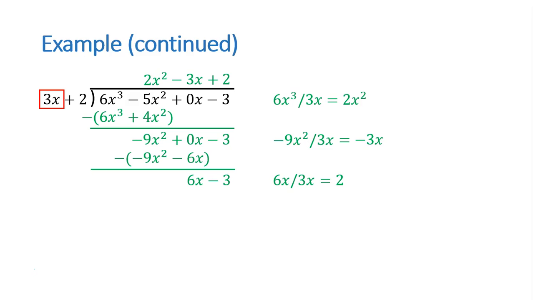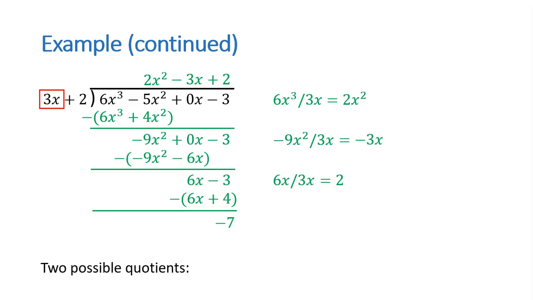Final step for multiplication and subtraction. So 2 times 3x is 6x. 2 times positive 2 is 4. So I'm subtracting 6x plus 4. The 6x's cancel. I have negative 3 minus a positive 4. So that's going to give me a negative 7. So in this case, I have a remainder of negative 7.